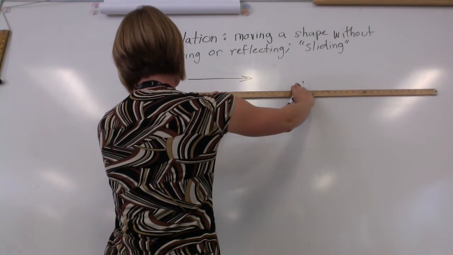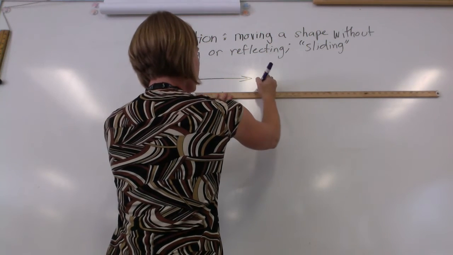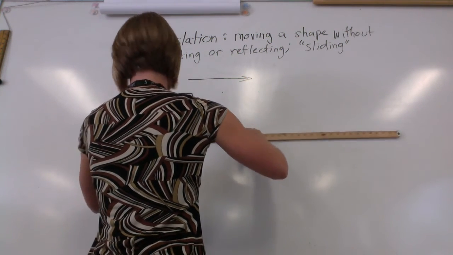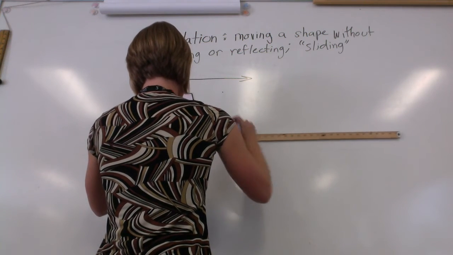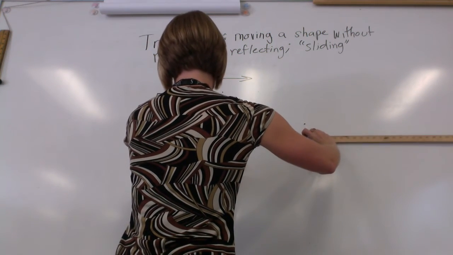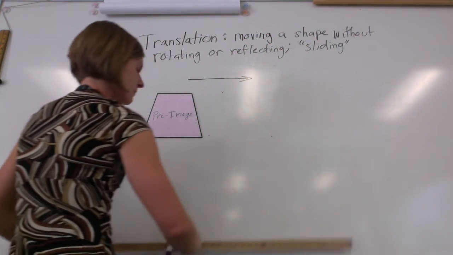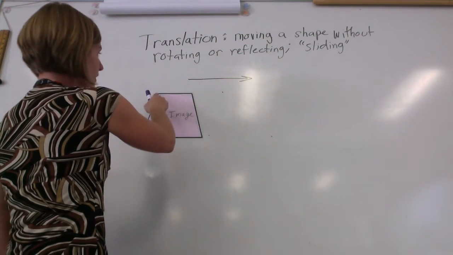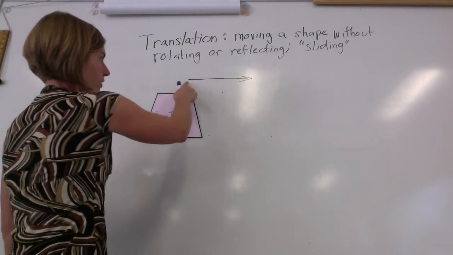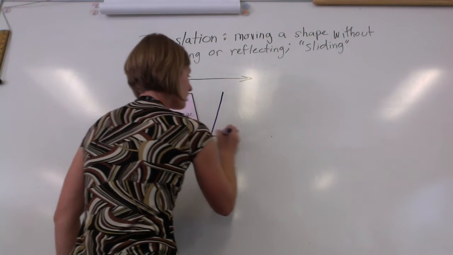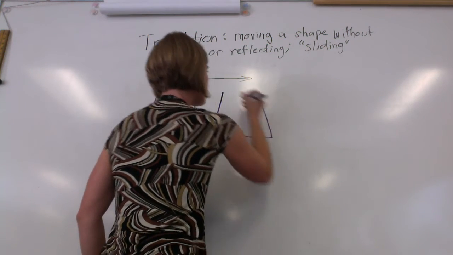That point goes there. That point goes about there. That point goes about there. And that point goes about there. Okay? So I just took each of these corners, translated that length in that direction. Let's look at our image.